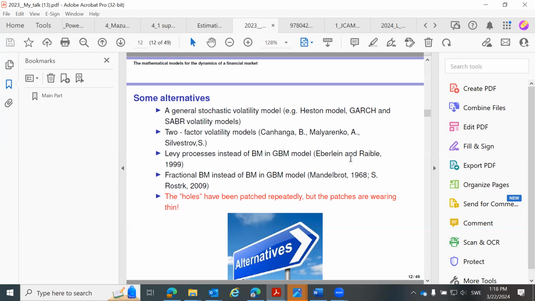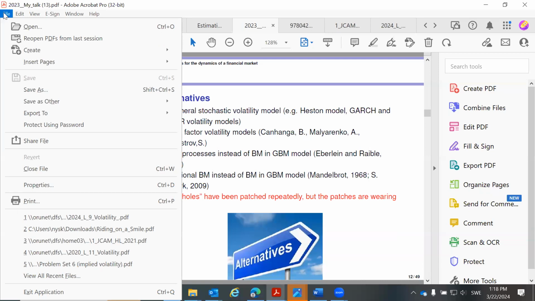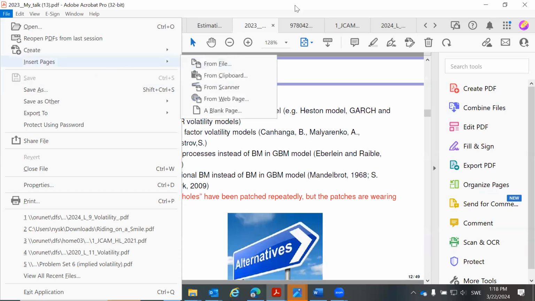Do you see my screen? Yes. Yes. Maybe full. Full. Or anyway. Oh, okay.